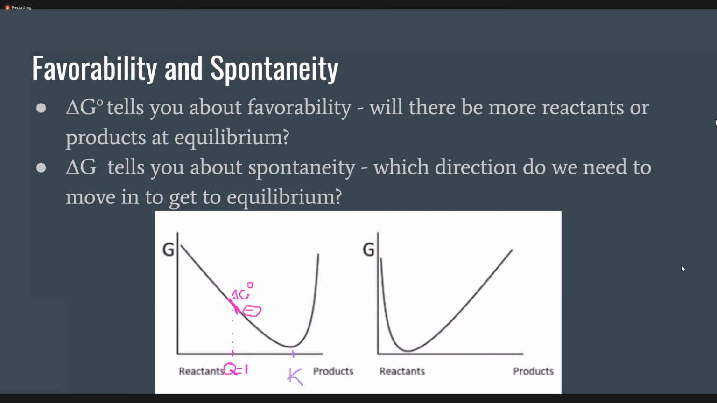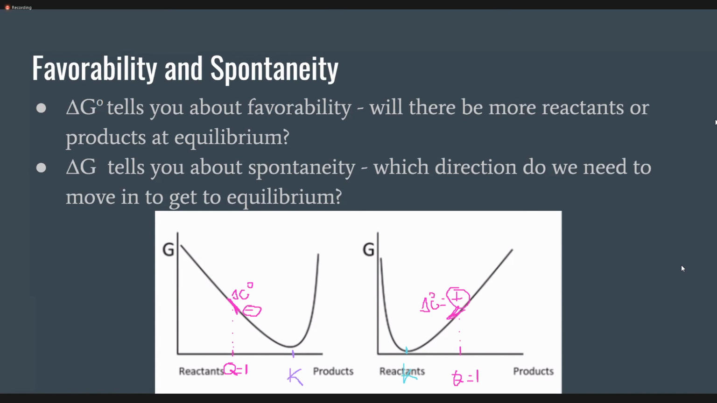Similarly, for this curve over here, K is going to be here, and Q is still going to be here, Q equals 1. And the slope of delta G naught is going to be positive. We see that when delta G naught is positive, there's going to be more reactants than products at equilibrium. So the reaction is going to lie more towards the reactants whenever we have a positive delta G naught.